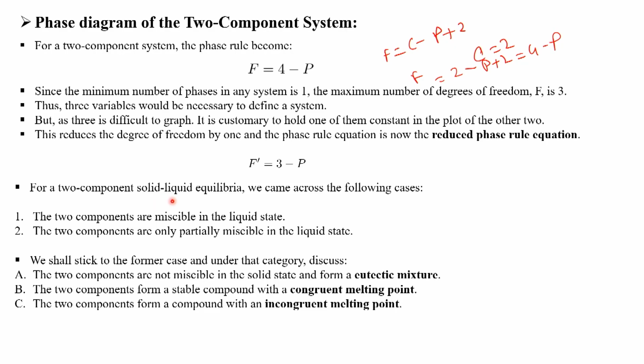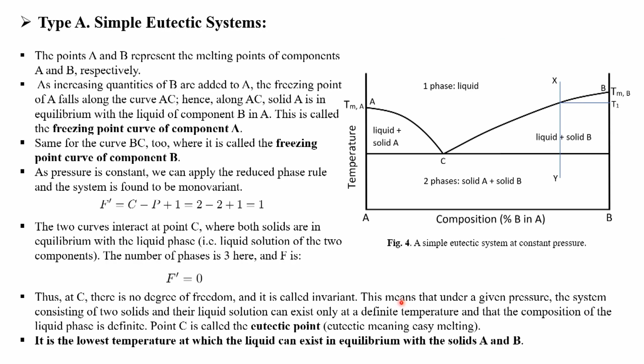So for two-component solid-liquid equilibria, we came across the following cases. The first case is that the two components are miscible in the liquid state, and the second is that the two components are only partially miscible in the liquid state. When we talk about miscible, it means completely miscible in all proportions in the liquid state. So we will stick to the former case and discuss under that category: the two components are not miscible in the solid state and form a eutectic mixture; the two components form a stable compound with a congruent melting point; and the two components form a compound with an incongruent melting point. So we first consider the simple eutectic system.